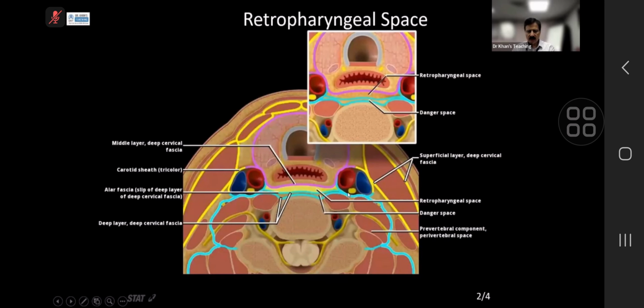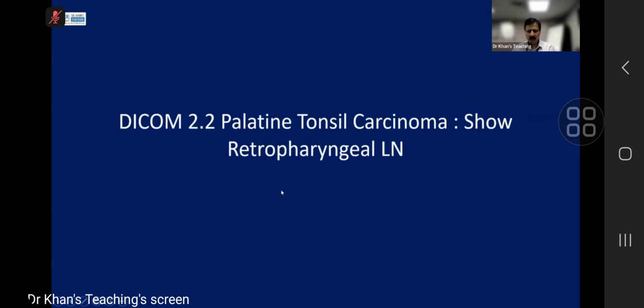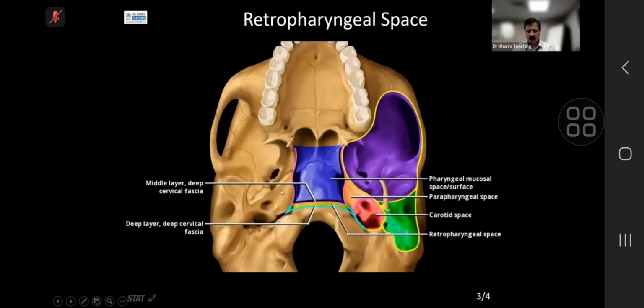So here again, at the level of the thyroid gland, you can see the retropharyngeal space. It is full of fat. And look at these muscles. These are posterior to that.